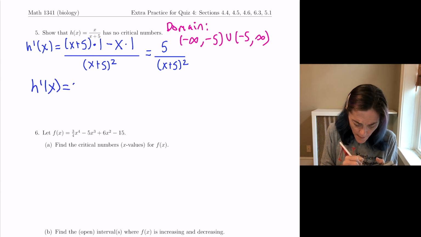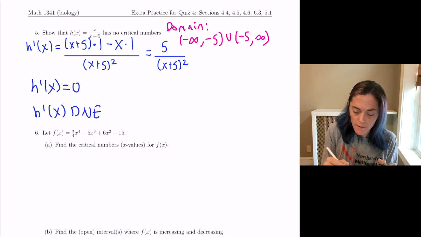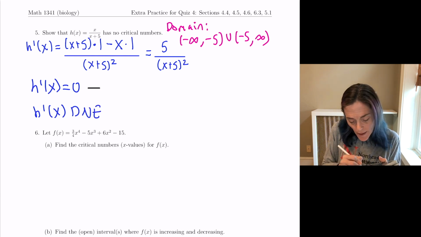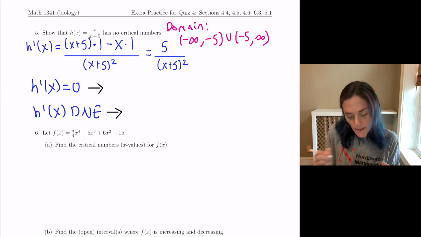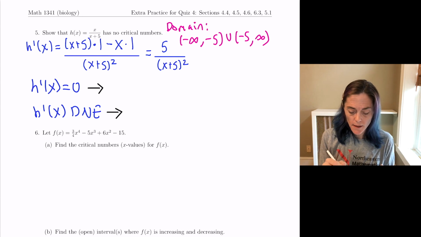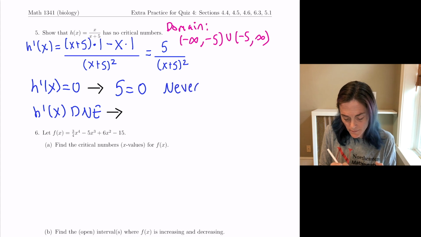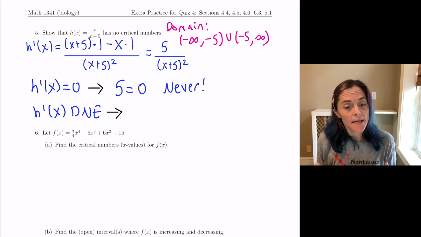So we can think about, when is the derivative 0? When does the derivative not exist? We have to think about how this works with fractions. So a fraction is 0 only when the numerator is. This would say 5 equals 0. Okay, never. So the derivative is never 0.